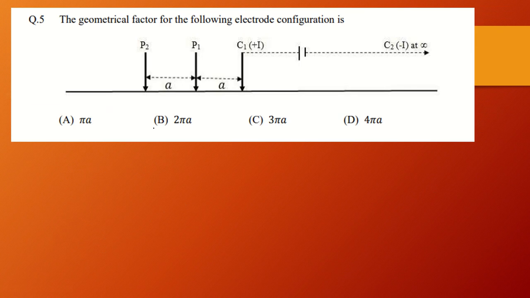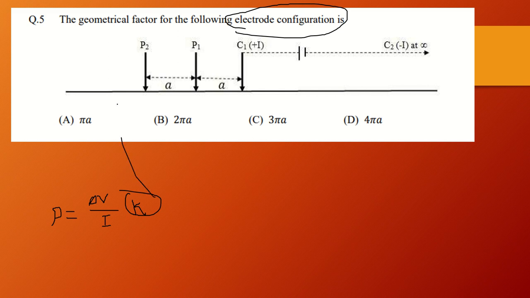Let's move to the next question. The geometrical factor for the following electrode configuration. There are questions on electrode configuration asked in different previous year papers. The basic fundamental formula for this is the apparent resistivity, rho is equal to delta V, where V stands for the voltage, divided by I, the current, into K. This K is your geometrical factor.